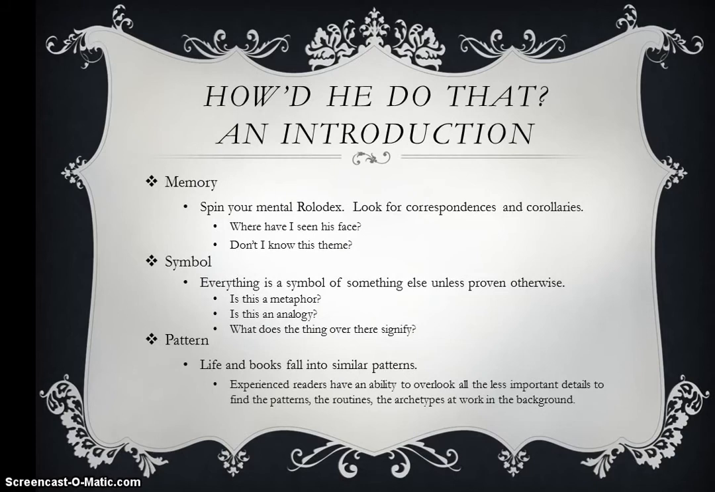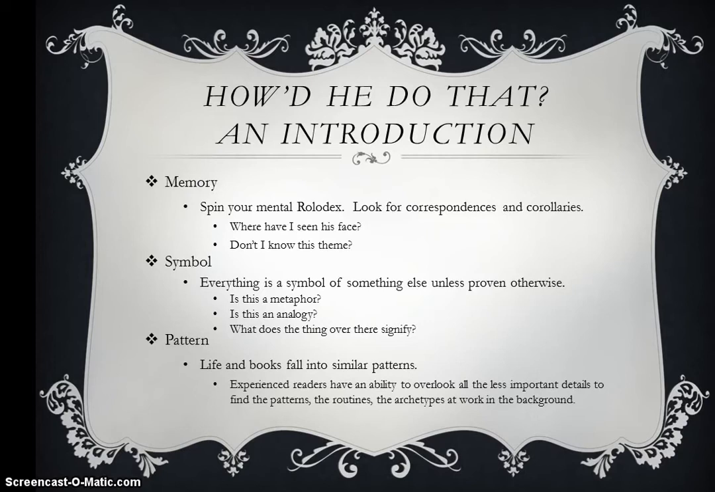First, let's look at memory. Rolodexes are kind of outdated now. The first point says spin your mental Rolodex. If you've ever been in an office and the person sitting at their desk has a small box, almost like an index box holder, that holds business cards in alphabetical order, that's a Rolodex. Foster says you've got to spin your mental Rolodex, and look for correspondences and corollaries in the text.